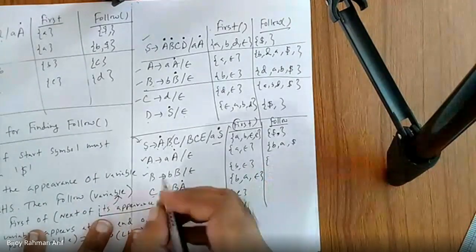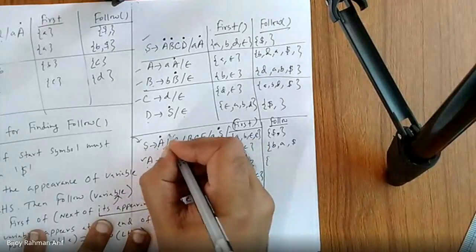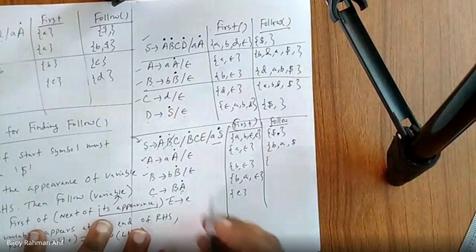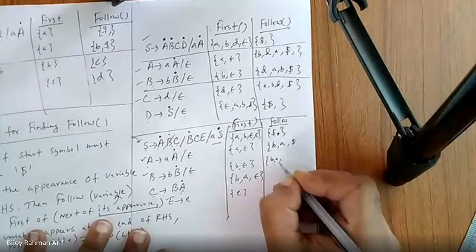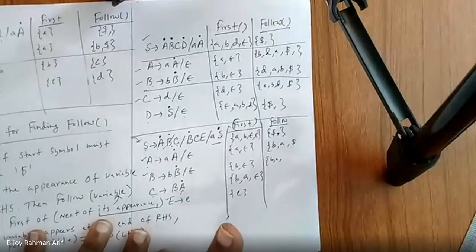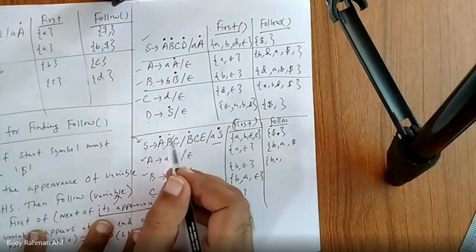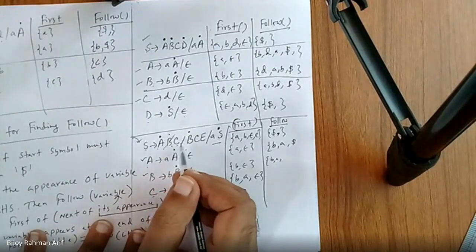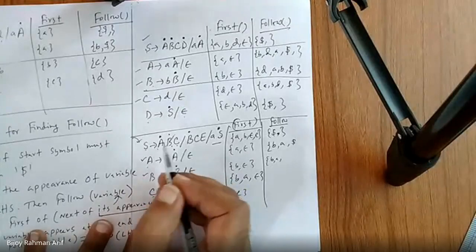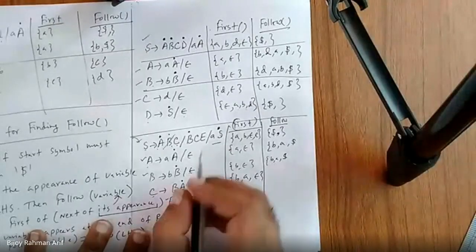Let's go to B. B appears over here, and B appears over here, and B appears over here. The follow of B is nothing but first of C. First of C is what? B, A, and if you put epsilon, it does not create anything, but C appears at the end of the production. So follow of B would be nothing but first of C. And as C appears at the end of the production, follow of B also would be follow of S. Follow of S is nothing but dollar. Should we stop here? No, let's go over here.